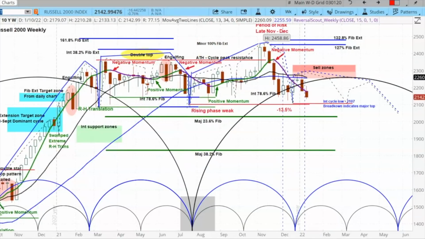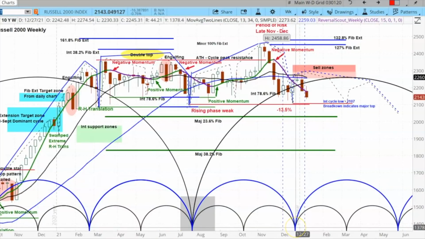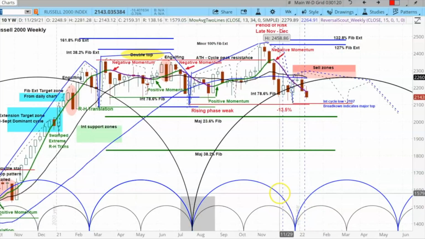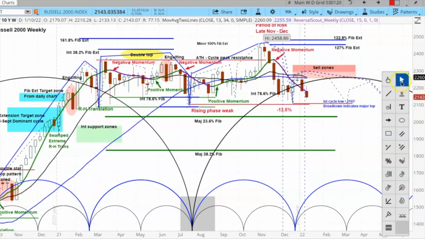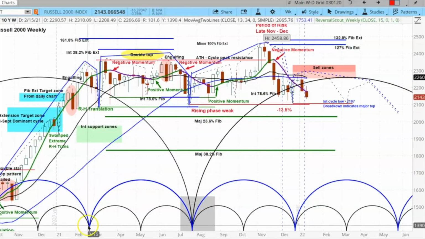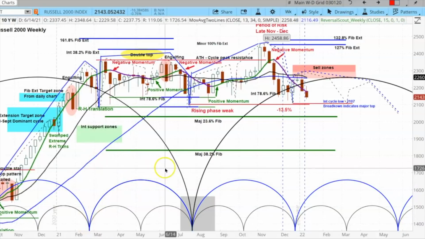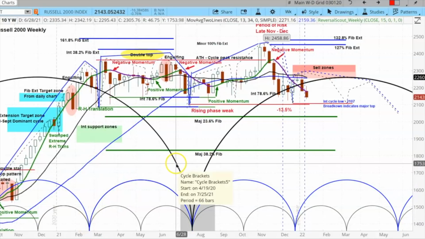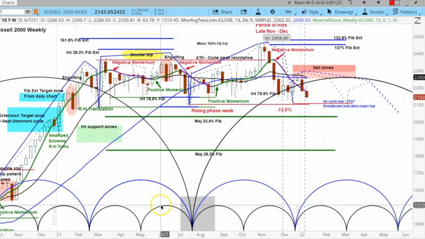And of course, you're looking at cycle analysis right in here. And what you see on the bottom, if you're brand new, are cycle brackets. These essentially are a look at the rhythms in the market, the heartbeat in the market. And this is what's called a harmonic family, where you have a dominant, an intermediate, and minor cycles in there.